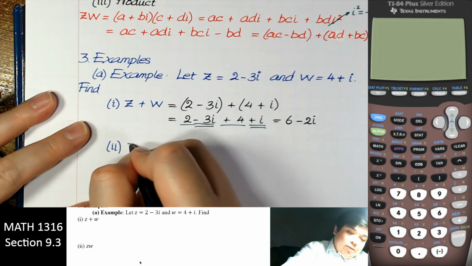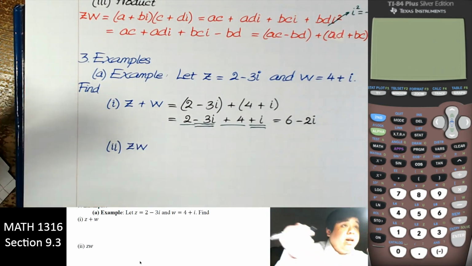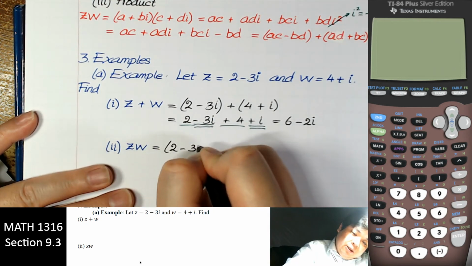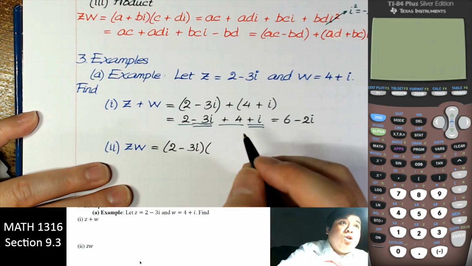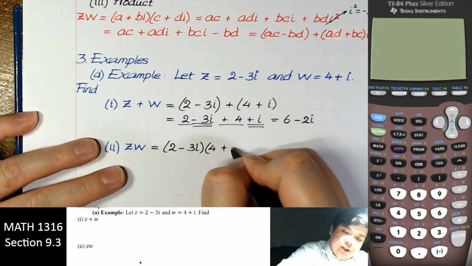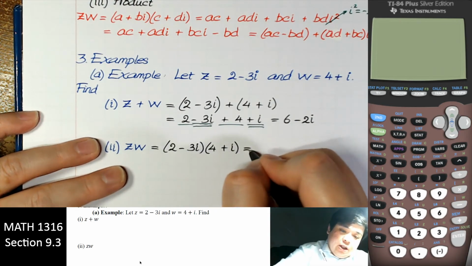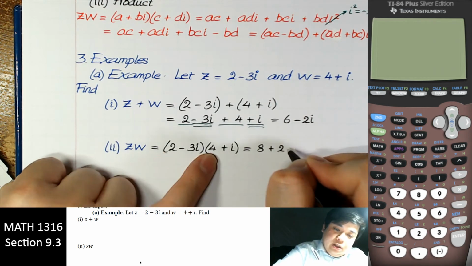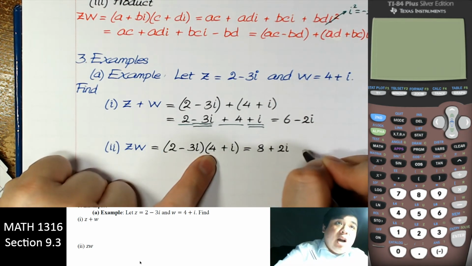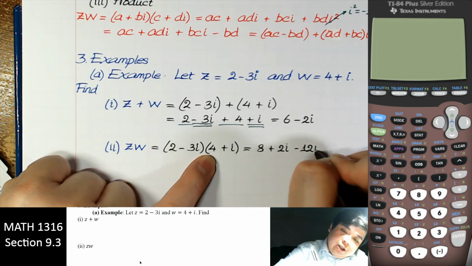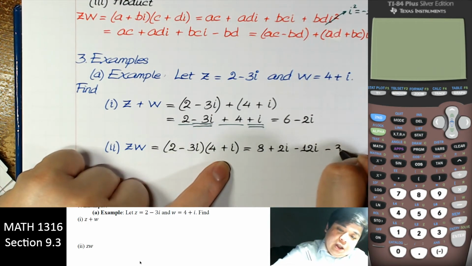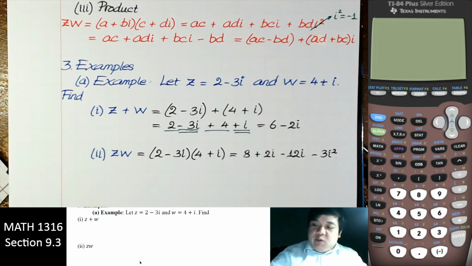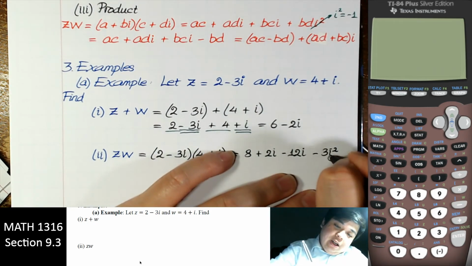Two. What if we want to multiply them? Then we just multiply them. z is 2 minus 3i and w is 4 plus i. Now multiply it out. 2 times 4 is 8, plus 2i, minus 3i times 4, minus 12i, and minus 3i squared. So we just multiply it out like FOIL.